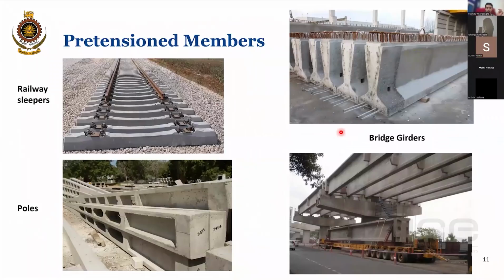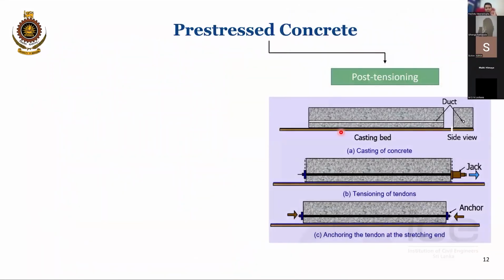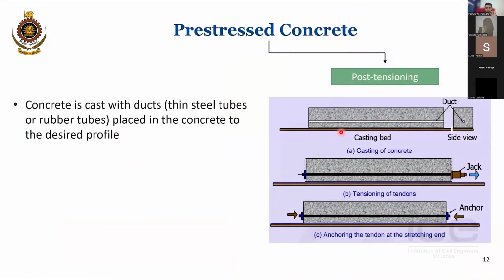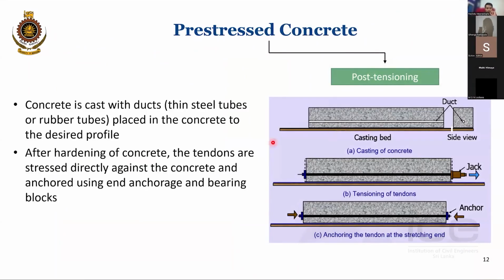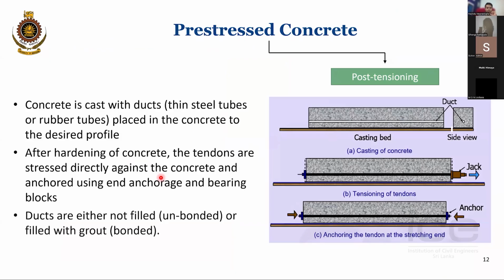And the next one is post-tensioning. I explained this one before, how you apply the post-tension. After you apply the post-tension, you can fill this duct with grout. If it is filled with grout, we call it bonded post-tensioned beams. And also you can keep it unbonded without filling it, just anchoring at these two locations. Such ones are called unbonded post-tensioned beams.